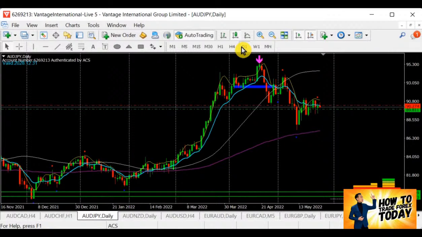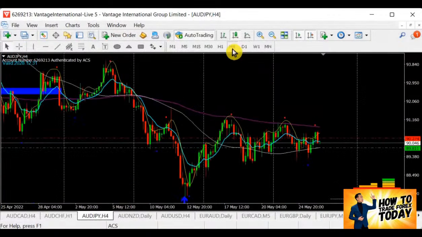Okay, Aussie yen. We are now also testing on it. Okay, now going on a bear trend, so we are going to sell. So Aussie yen, we are going for selling.